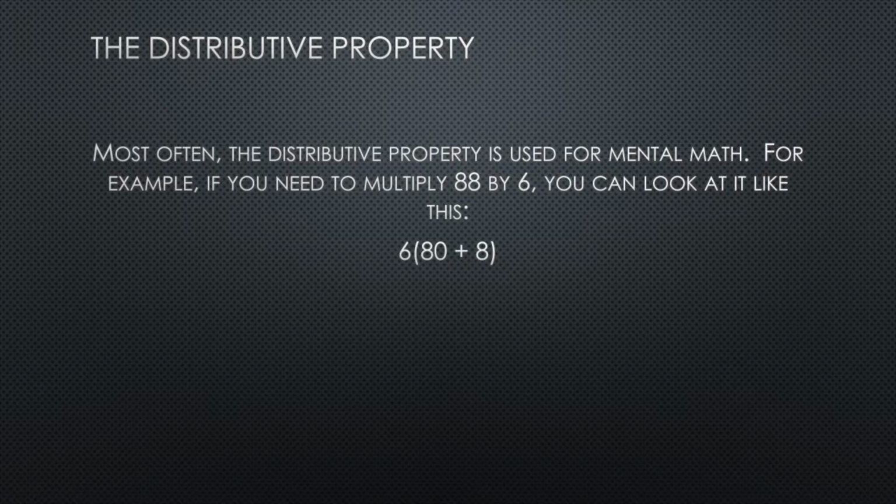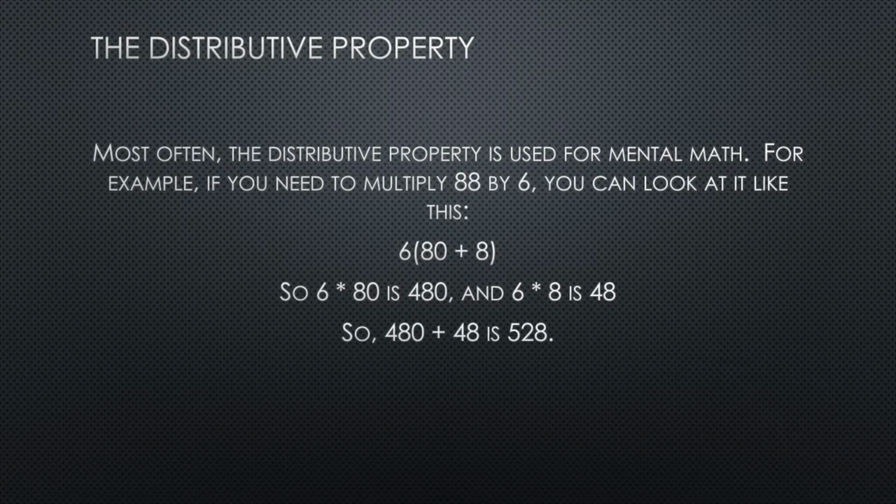Now that 6 can distribute to both things inside, making it 6 times 80, which is 480, because I'm just doing 6 times 8, which is 48, and adding a 0. And then 6 times 8 is 48. And when I add those two together, 480 plus 48, I get 528. And it's way easier for me to do that in my head than trying to keep track of carrying a 1 and then adding things together. It's just so much easier.